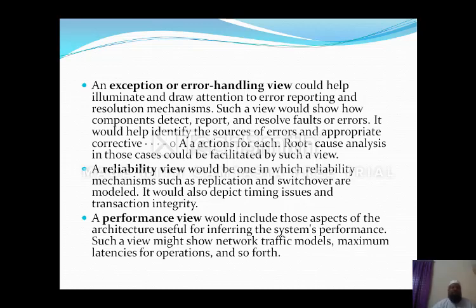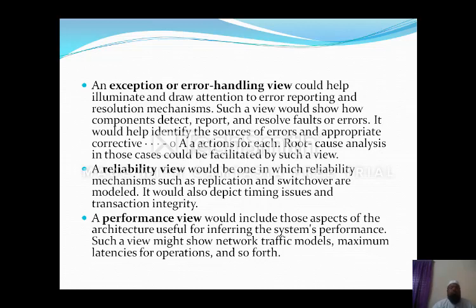Next one is the exception handling or error handling view. The exception handling mechanism, we have seen in the Java programming subject, would help illuminate and draw attention to error propagation, error reporting and resolution mechanisms. Such a view would show how components detect, report and resolve faults or errors. It will help find the sources of errors and appropriate corrective measures. Root cause analysis into these causes would be facilitated by such views. These are the error handling views or exception handling views.